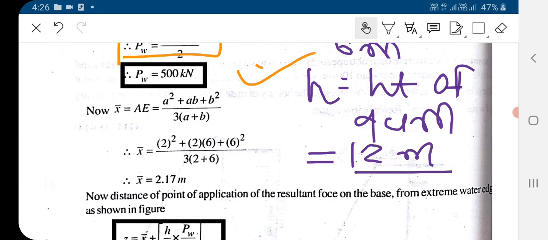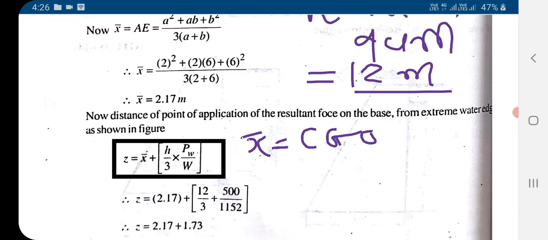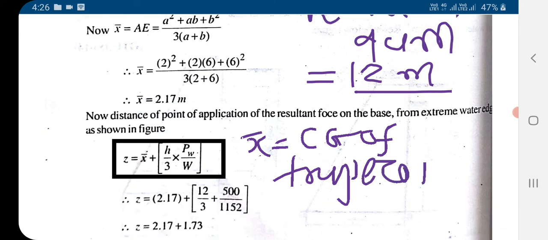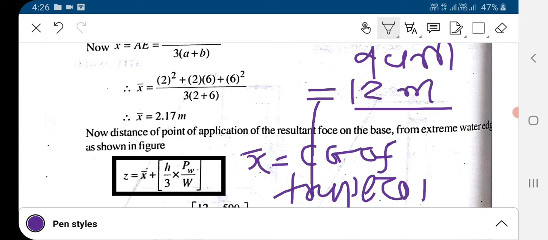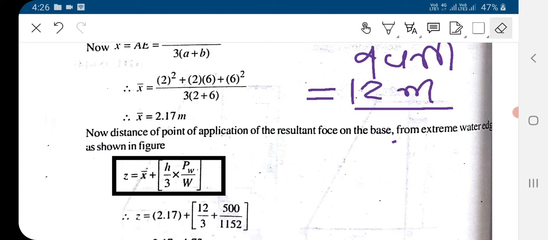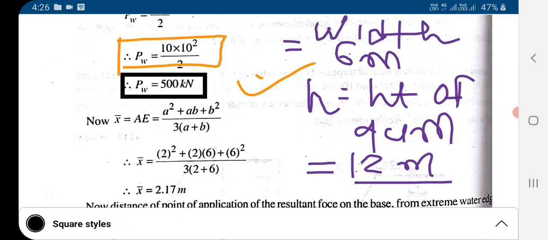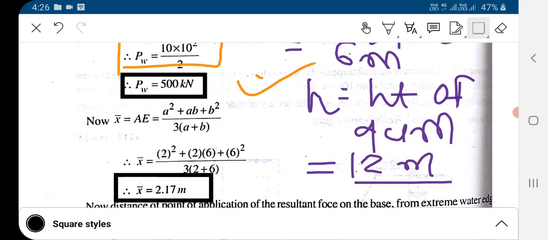So we have to compute this x bar. x bar will be equal to the CG of the trapezoidal section. For that, whatever formula we have derived and know very well, we know the equation for this CG, how to find the CG of the trapezoidal section. By putting the data in that equation, we can easily find the CG of this trapezoidal section.